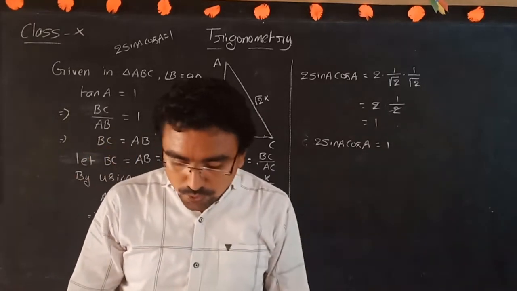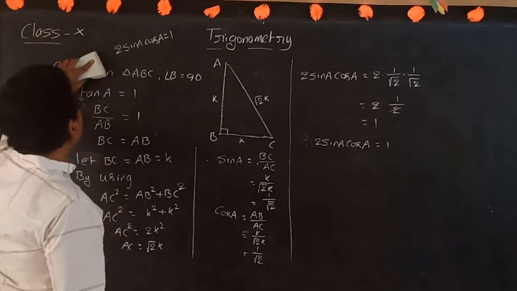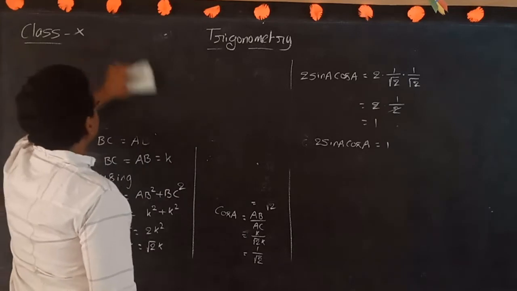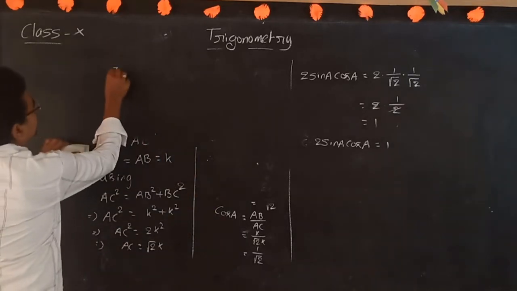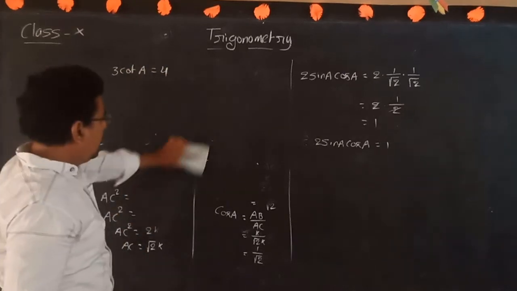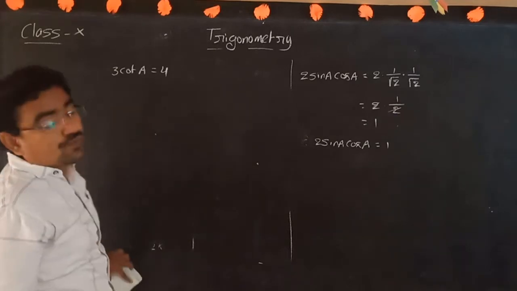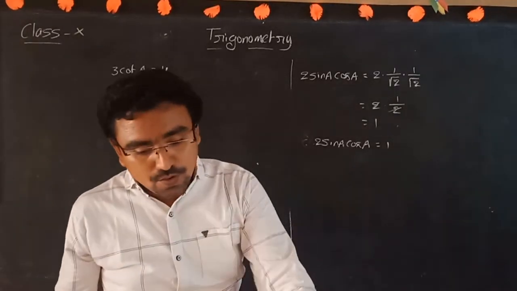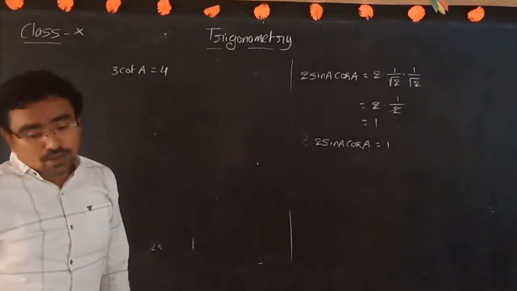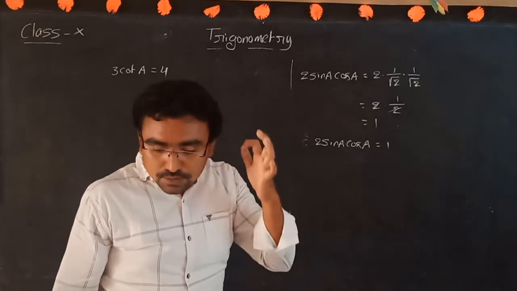Then see one more: 3 cot A equals 4. 3 cot A equals 4 is given. Previously, I said one problem, 3 tan A equals 4. In the same manner, here 3 cot A equals 4 is given. So what are you asked in the first problem? Identify A.